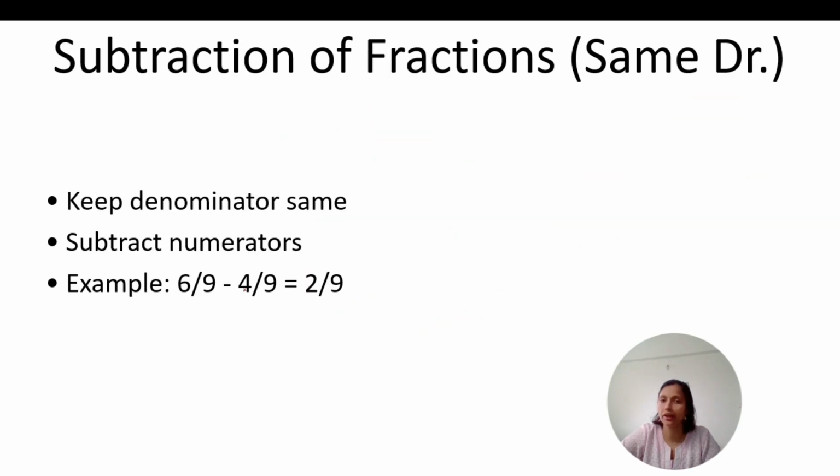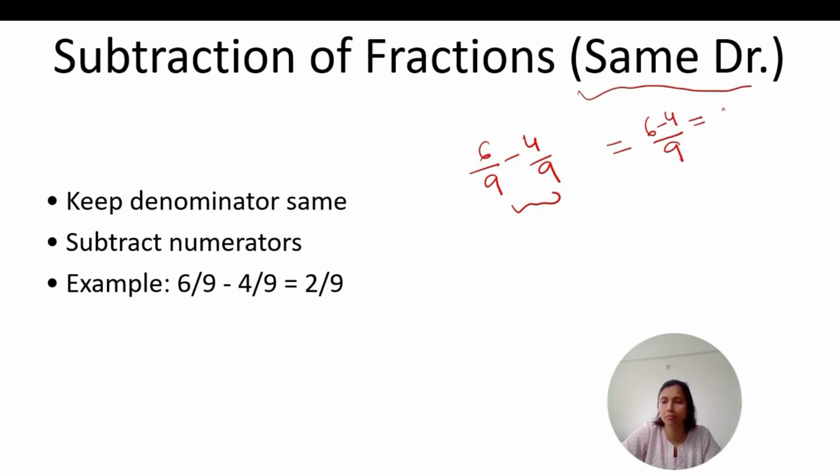Now let's discuss subtraction of fractions. When the denominator is same, it is again very simple. You simply need to subtract the numerators, keeping the denominator same. So 6 by 9 minus 4 by 9. Since the denominator is 9, we can just keep the denominator same and simply subtract the numerators. So it will be 2 by 9.